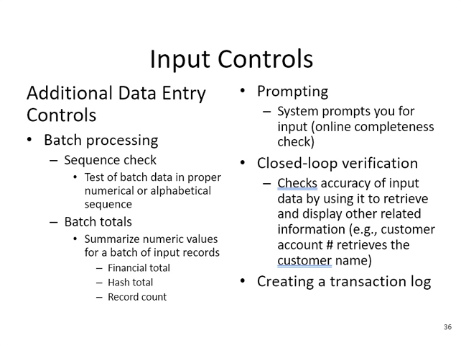Additional data entry controls. Batch processing. So batch processing works correctly only if transactions are pre-sorted to be in the same sequence as records in the master file. So we have a sequence check. A sequence check tests if a batch of input data is in the proper numerical or alphabetical sequence.